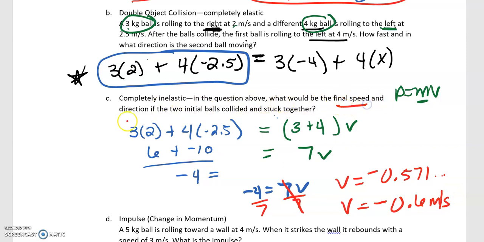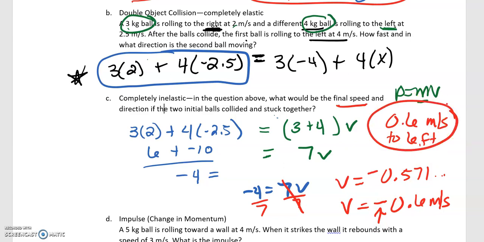And then let me go back and check. Okay, so the speed and direction. The speed is 0.6 meters per second, and the direction, because it's a negative, is to the left. So that would actually be my final answer. That is supposed to say left, L-E-F-T. Okay, so two types of collisions there. One of them, they bounced off from each other, and the other one, they stuck together. So you have to think about how those objects are interacting.